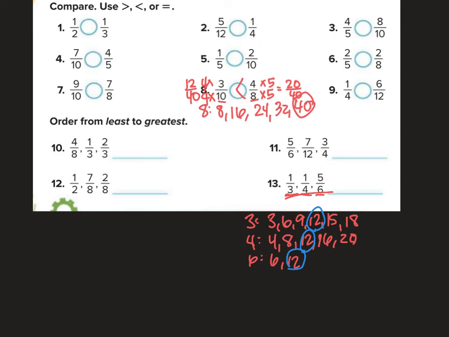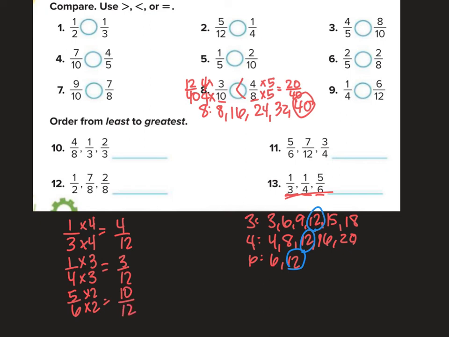Okay, so I'm going to do my work over here. This would be a great lesson to do work in your notebook. So what can I multiply 3 by to get it to be 12? I could get 4 twelfths. 1/4, I have to multiply it by 3 over 3 to get 3 twelfths. And then 5 sixths, I have to multiply 6 by 2 to get 10 twelfths.